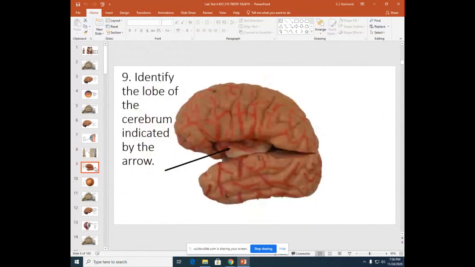Oh, this is a good one. You guys should know this. Read the question. Identify the lobe of the cerebrum indicated by the arrow. All right, this is the hidden lobe, right? What is it? Insula, yeah. Do you remember what sensation goes there?